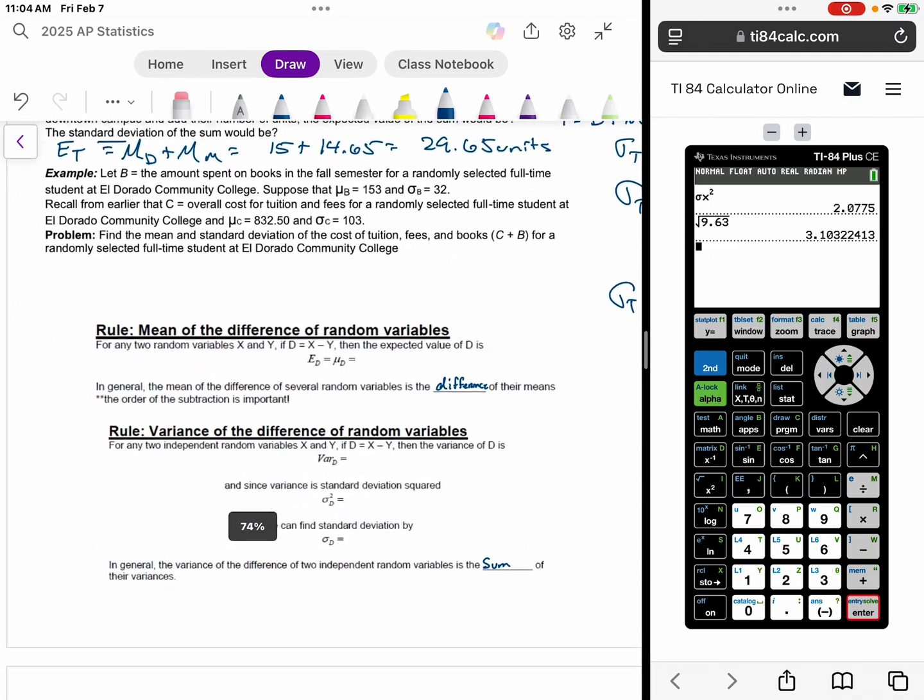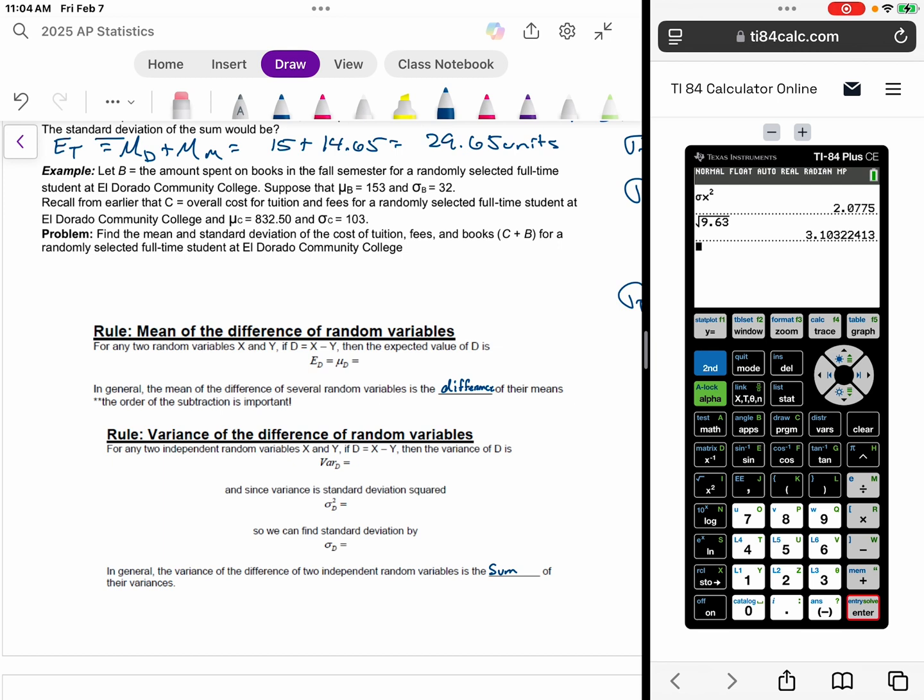So as I zoom in and scroll up, it says let our random variable B be the amount spent on books in the fall semester for a randomly selected full-time student at the college. Suppose that the mean of the books is 153 and the standard deviation is 32. Recall from earlier the overall cost for a randomly selected full-time student at El Dorado was 832.50 with standard deviation 103. They asked us to find the mean and standard deviation of the cost of tuition, fees, and books, so C plus B.